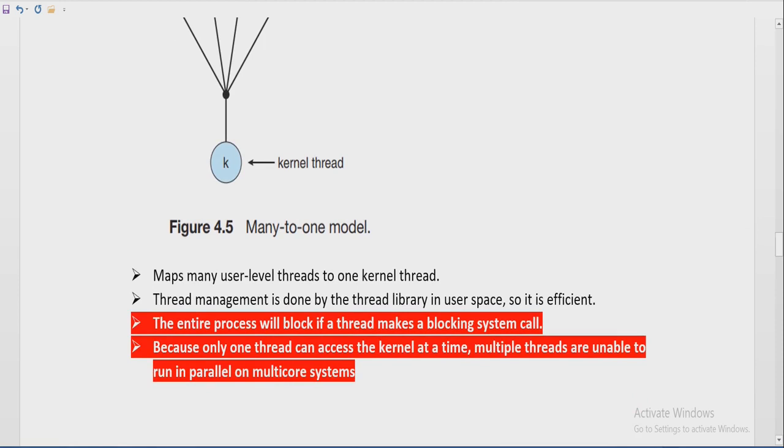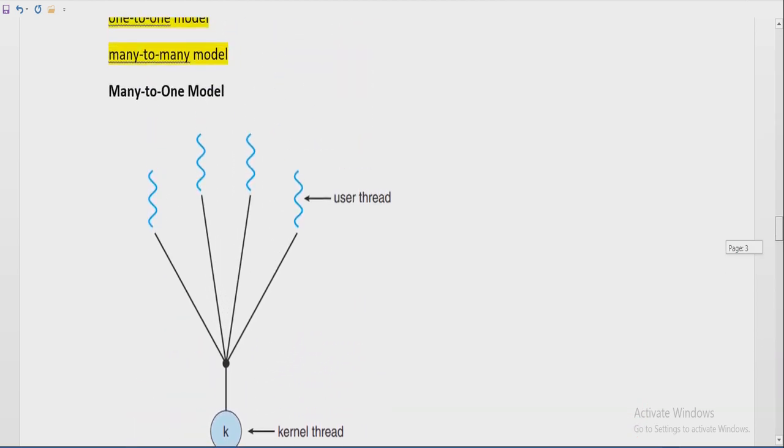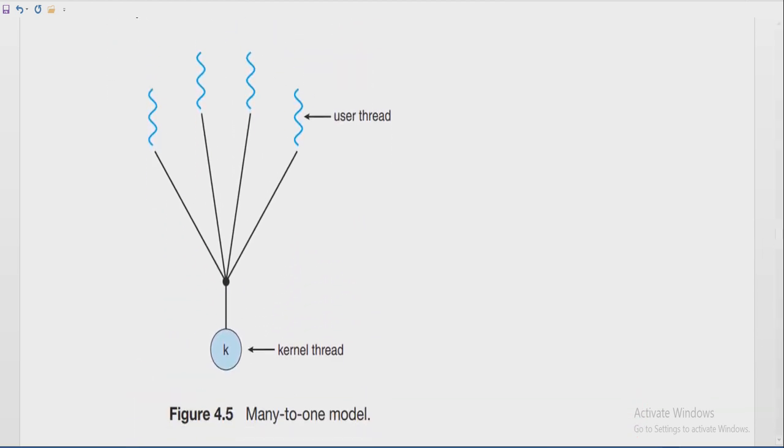Here the thread management is done by the thread library in user space. So the management of threads is done at the user space, so it is efficient. And what is the disadvantage here? The entire process will block if a thread makes a blocking system call. If any of the user threads makes a blocking system call, then the entire system gets blocked.